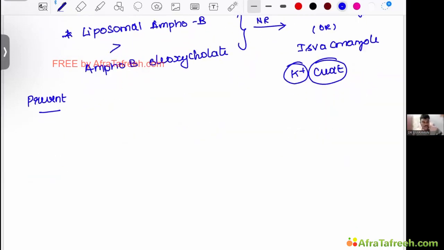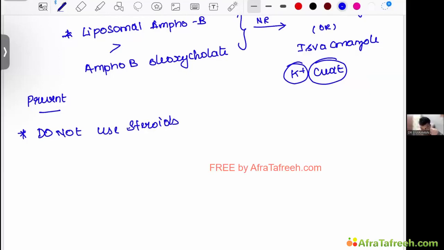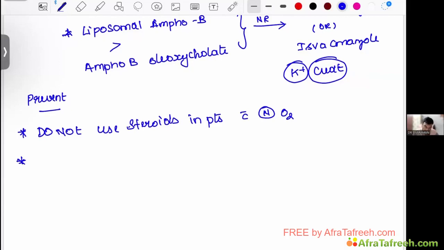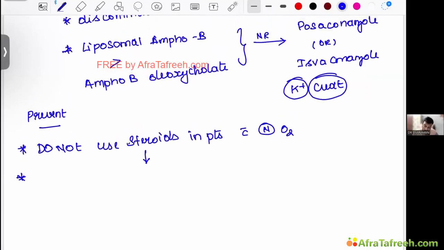So how to prevent it? Don't use steroids in patients with normal oxygen saturation. If steroids are indicated, if you're going to use steroids, the steroid should be given at a low dose. Isavuconazole: if there is no response, then you go for it.